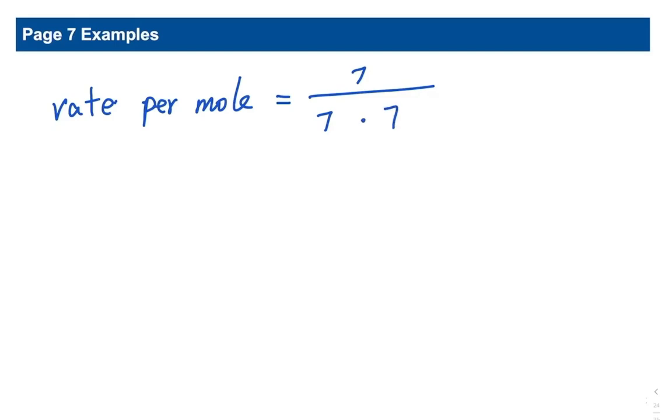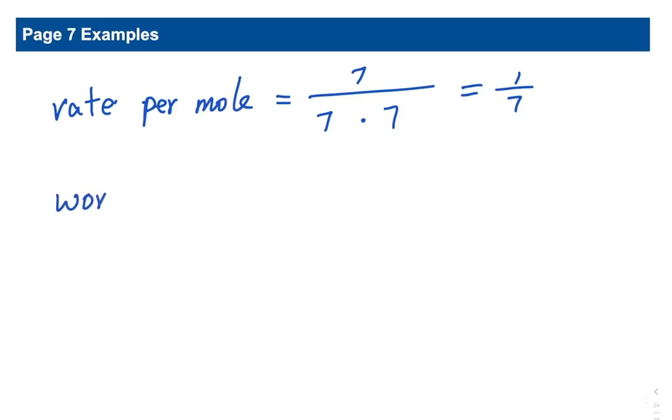Now let's see the examples on page 7. It takes 7 minutes for 7 moles to dig 7 holes. What does this mean? So the rate per mole is going to be 7 holes divided by 7 moles times 7 minutes. So 1/7. 1/7 hole per minute.